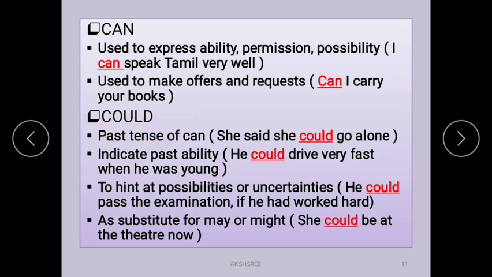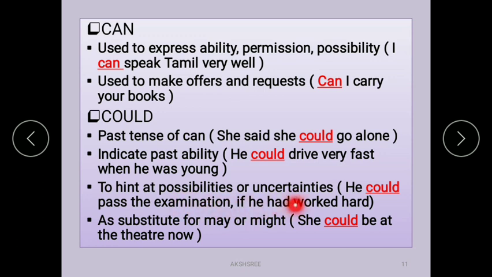Next one is could. Here could is used as a past tense of can. That is, she said that she could go alone. Next, it indicates past ability, that is, it shows the past ability of someone. He could drive very fast when he was young. Now he has become old. He couldn't drive that fast now.